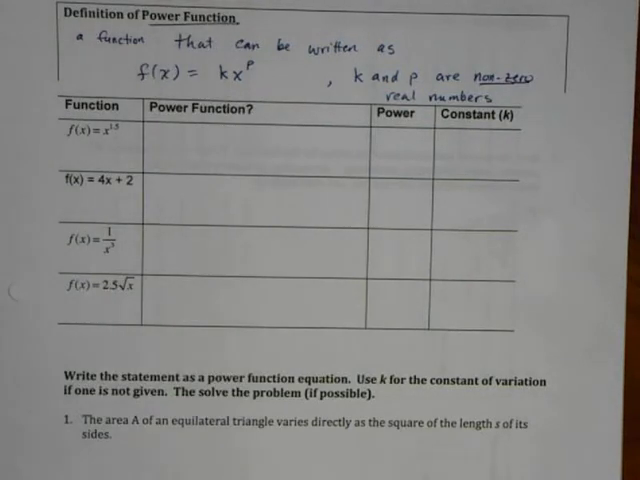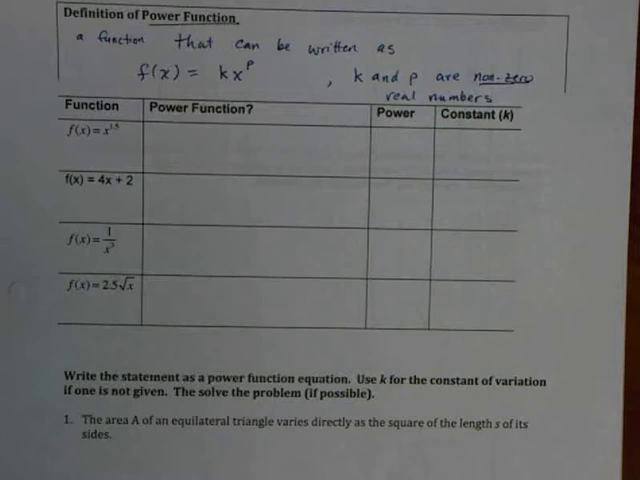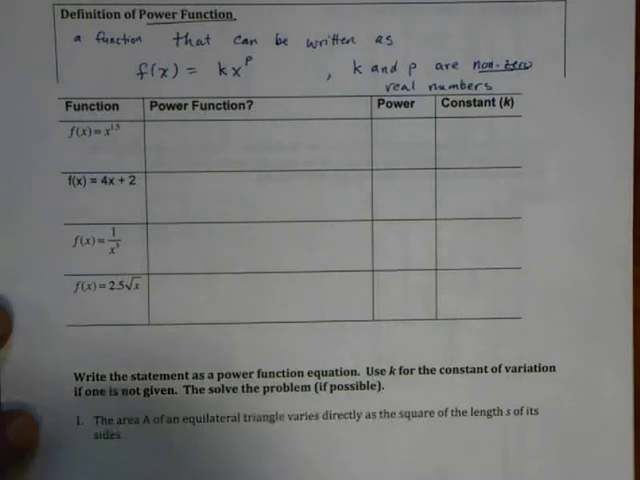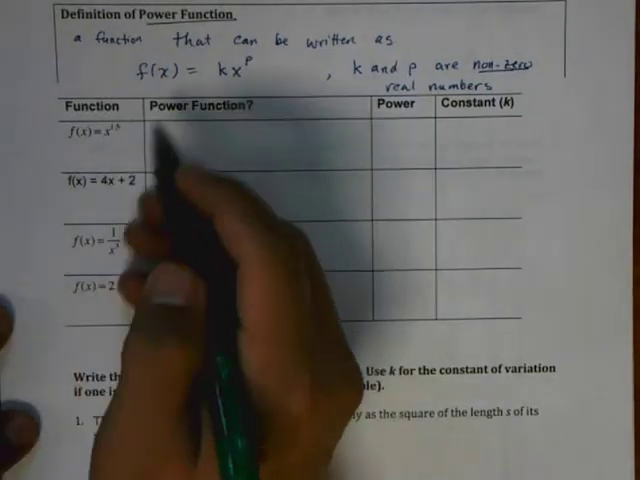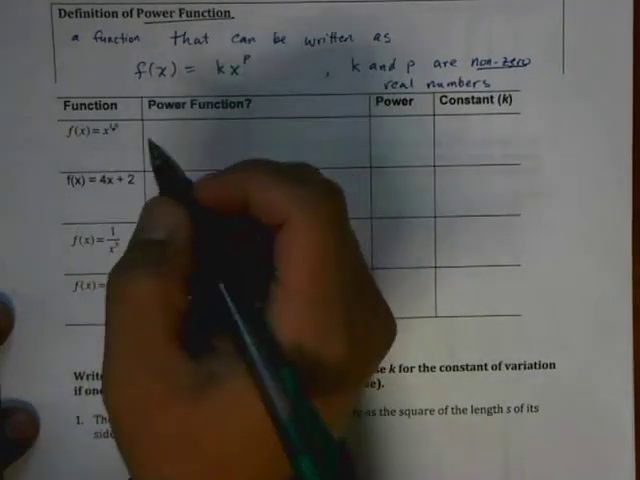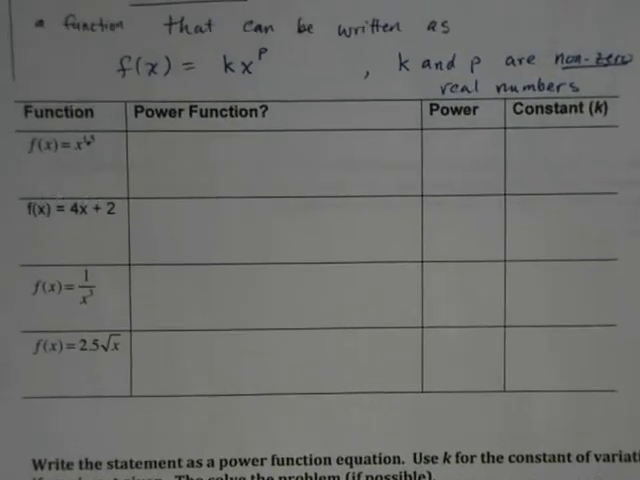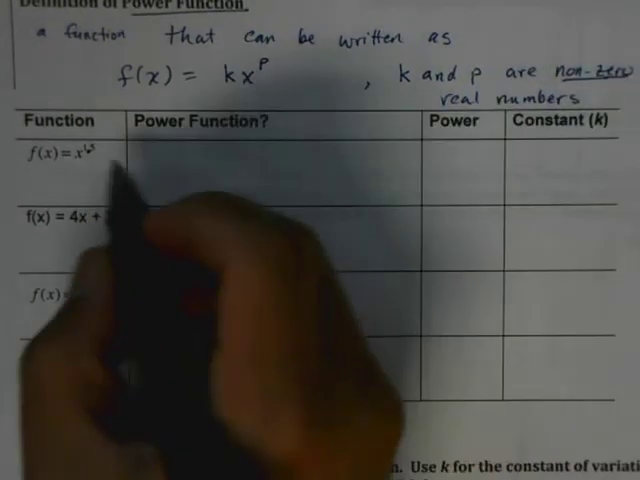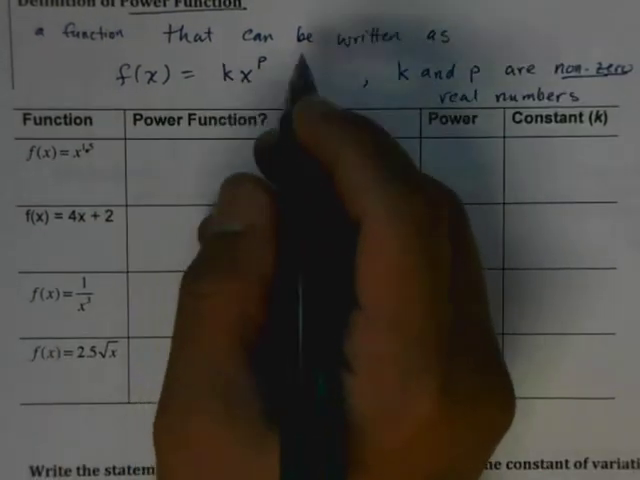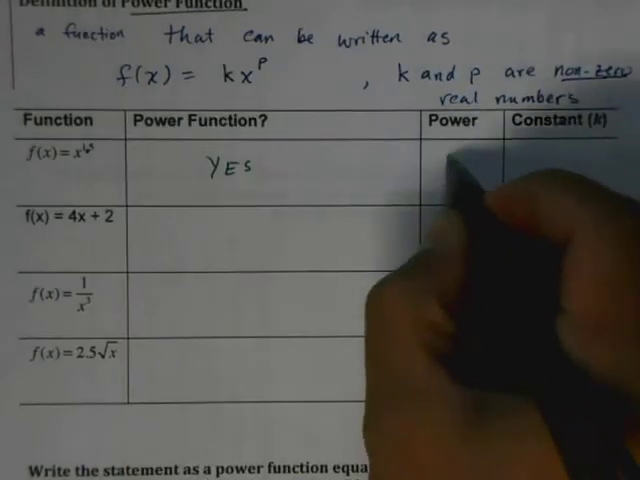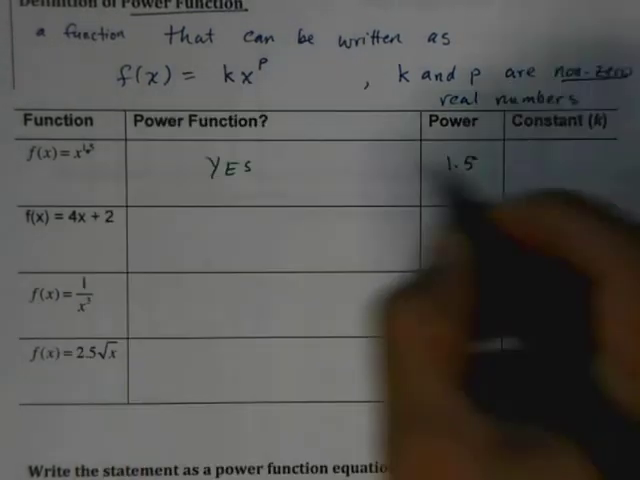Now let's look at some examples here and see if we really get the idea of what a power function really is. So the first one I have here, f of x equals x to the 1.5. I'm not sure if you can see clearly on the video, so let me zoom in a little bit more. Looking at the definition, it is written in this form, k x to the p, so this is yes. And the power here is 1.5. The constant is just 1.